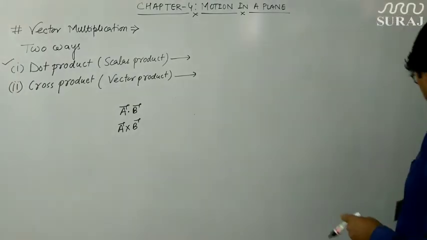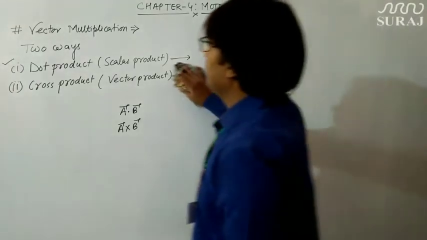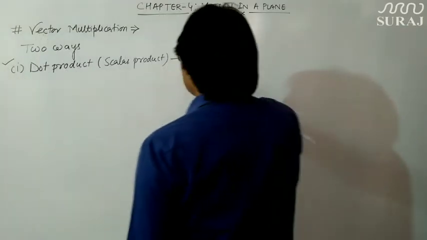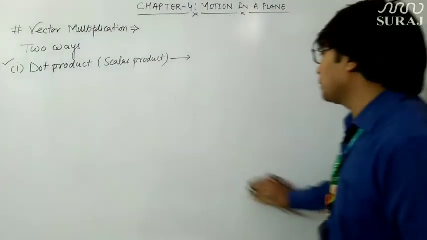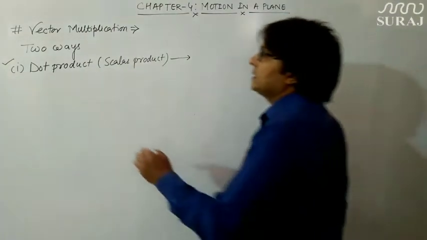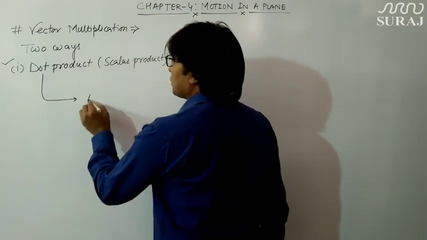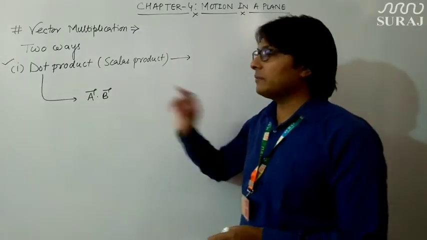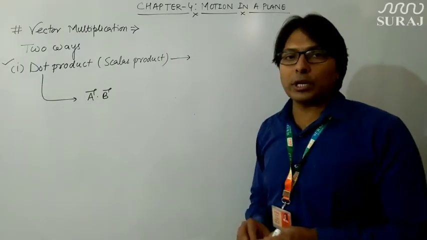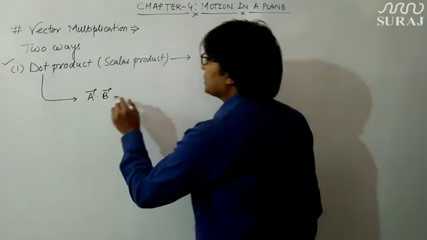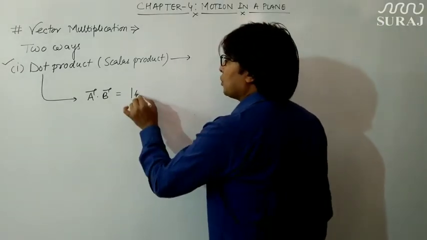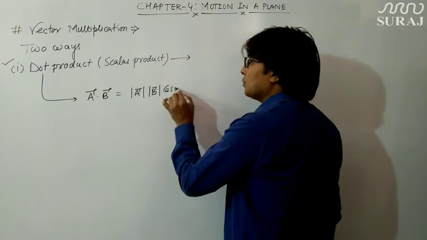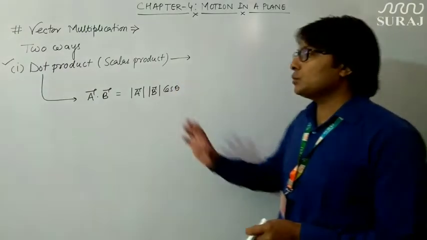So let us start with the dot product. As I mentioned, if we put a dot between two vectors, it is said to be the dot product of the two vectors. Suppose we are given a vector and b vector, and we want to find their dot product. It can be written as mod of a vector multiplied by mod of b vector into cosine of theta between the two vectors.